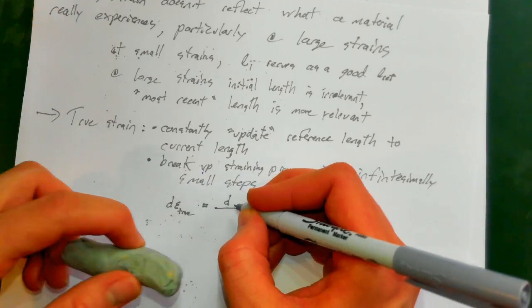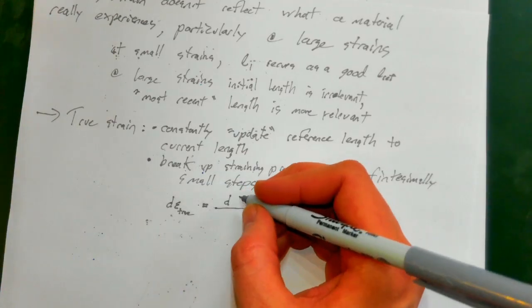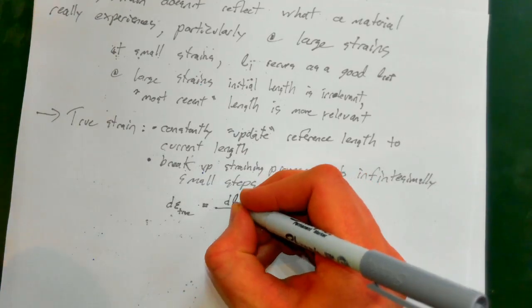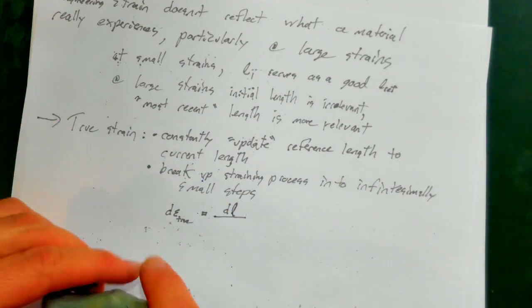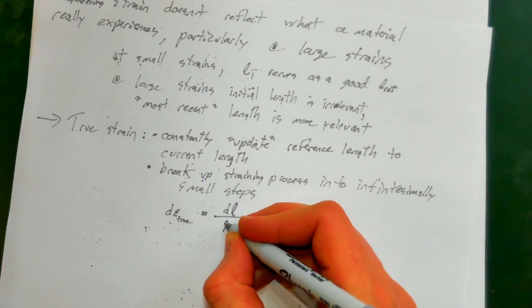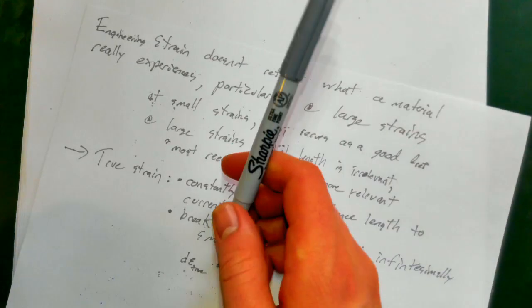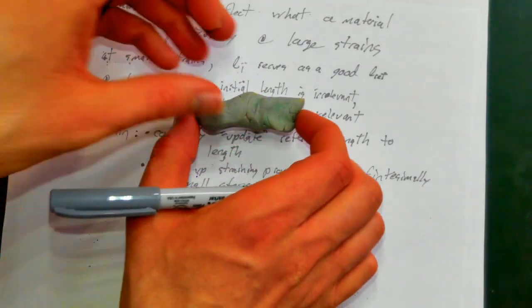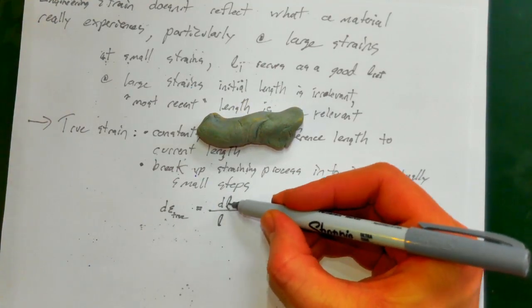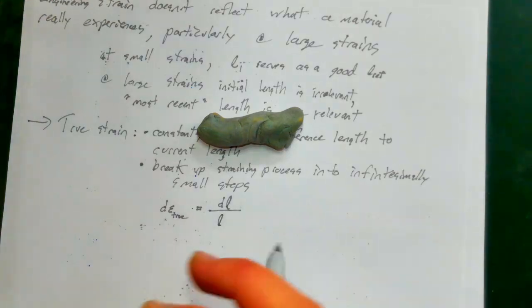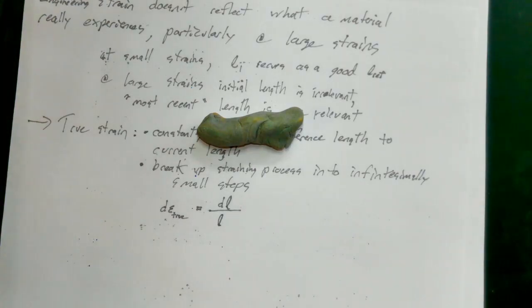So let's call it dl, an infinitesimally small step in the change in overall length of the material, divided by L, which is whatever the current length of that material is. So in a sense, I'm normalizing each increment in the change in length by its current length. So in a sense, it looks similar.